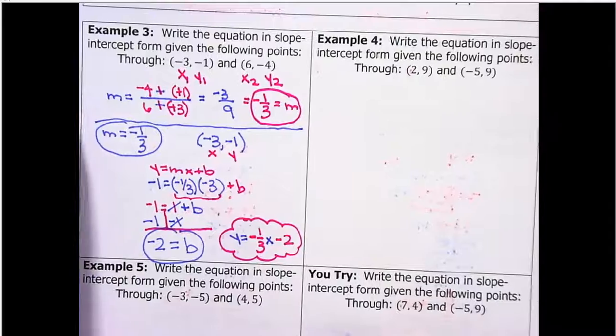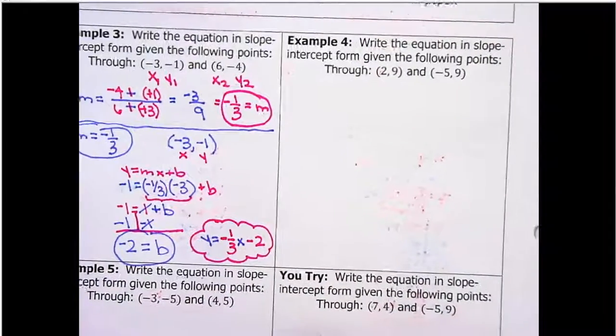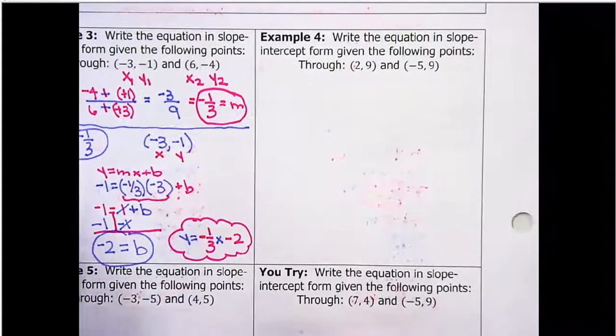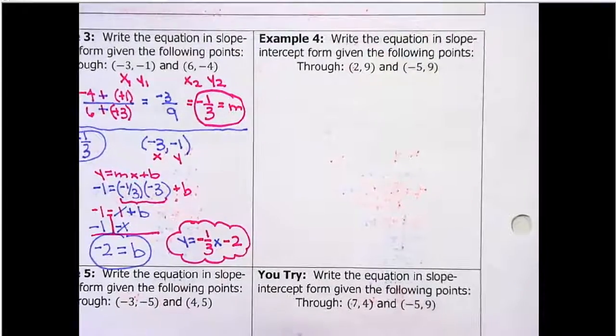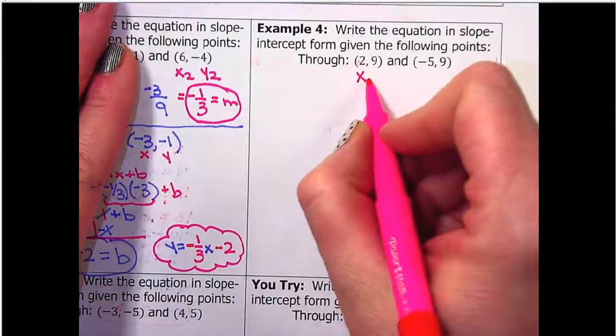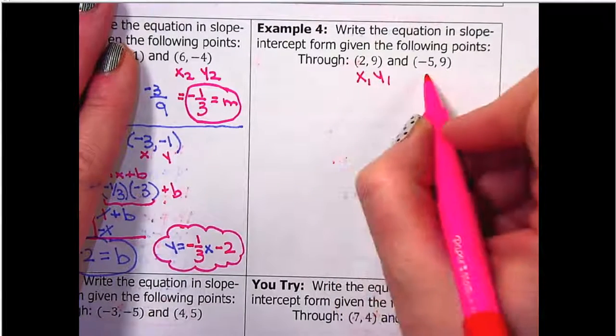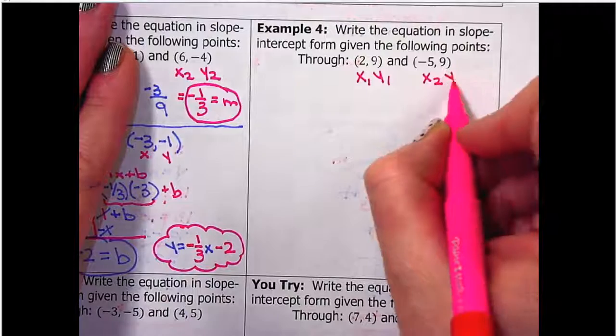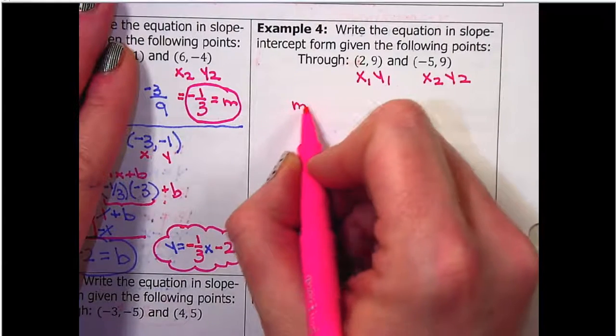M and b just happened to let me get there. All right, example 4, you're going to see something a little funky happens, but I'm going to start it out just the same. So I'm going to start it out by labeling my points x1, y1, x2, y2, and I'm going to use the slope formula.